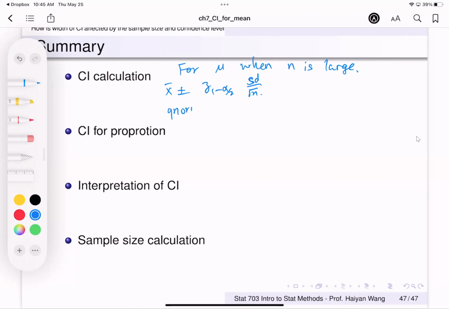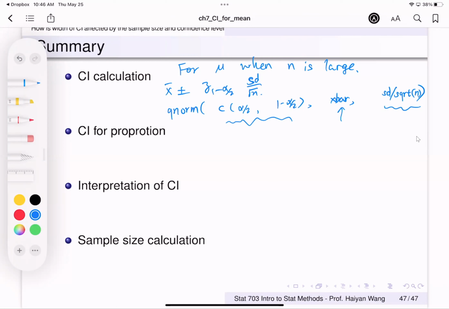The qnorm command gives us percentiles. With this qnorm command, we just need to give the two percentiles: one is the alpha over 2 proportion, the other one is the 1 minus alpha over 2 proportion. And afterward, we specify the mean, which is the x bar, and the standard deviation, which is s over the square root of n. So this is the center of the confidence interval, and this is the standard error, and this will give us the two percentiles. Okay, so that's the confidence interval computation.